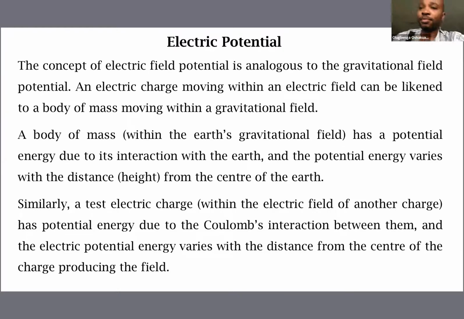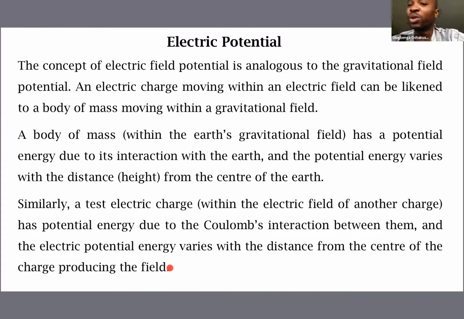So a body of mass, just like I've written here, let's read together. A body of mass within the Earth's gravitational field has a potential energy due to its interaction with the Earth. And the potential energy varies with the distance from the center of the Earth. Similarly, a test charge within the electric field of another charge has a potential energy due to Coulomb's interaction between them. And the electric potential energy varies with the distance from the center of the charge producing the field.